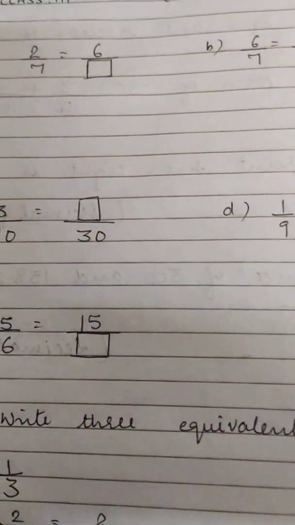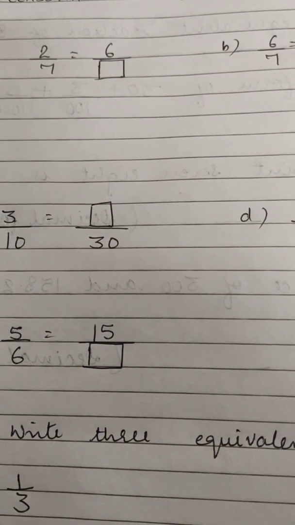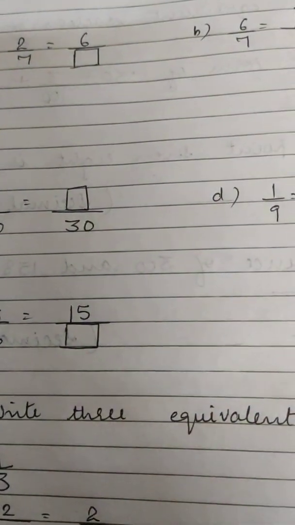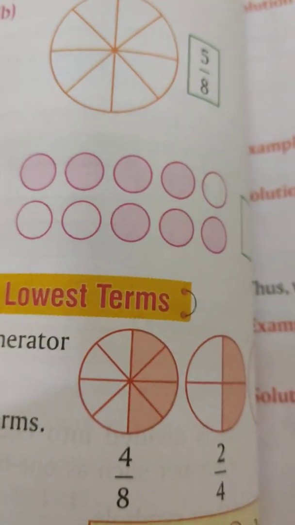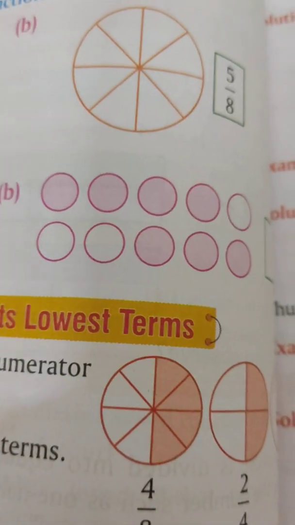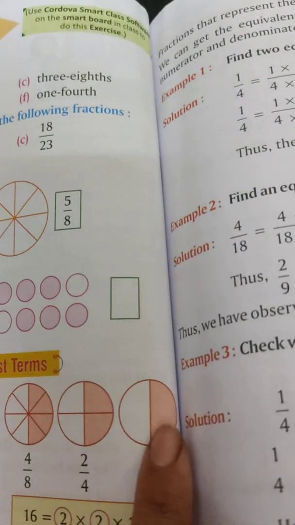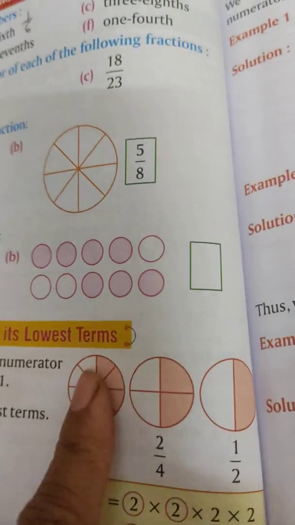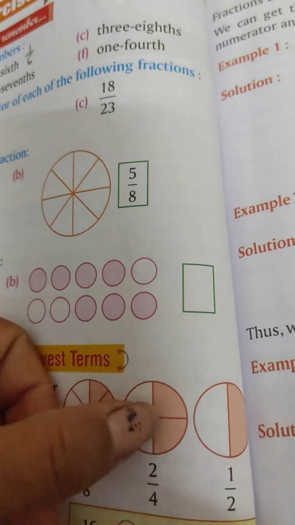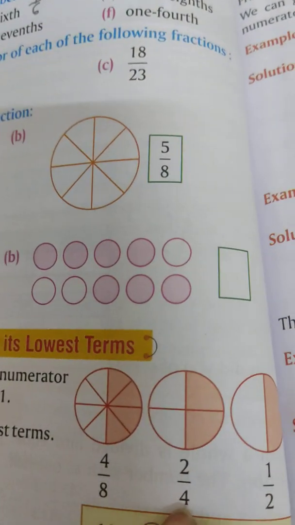What are equivalent fractions? The fractions which represent equal parts of the whole. Okay. So the fractions that represent the same value are known as equivalent fractions. For example, in this example, this circle is divided into two parts. I have shaded one part and this shows that the value is 1/2. Similarly, the other circle is divided into four parts and two parts are shaded. So this becomes 2/4.